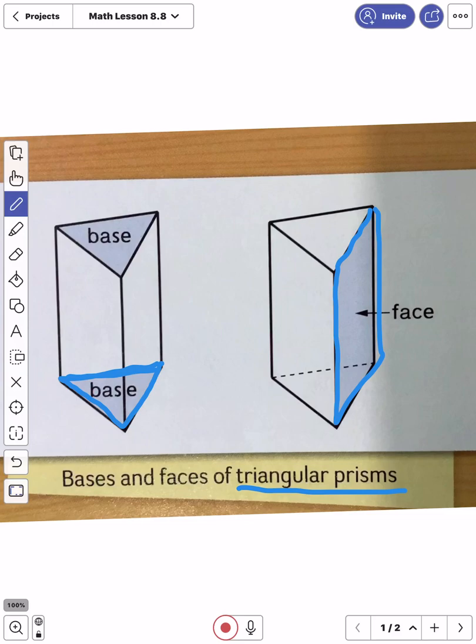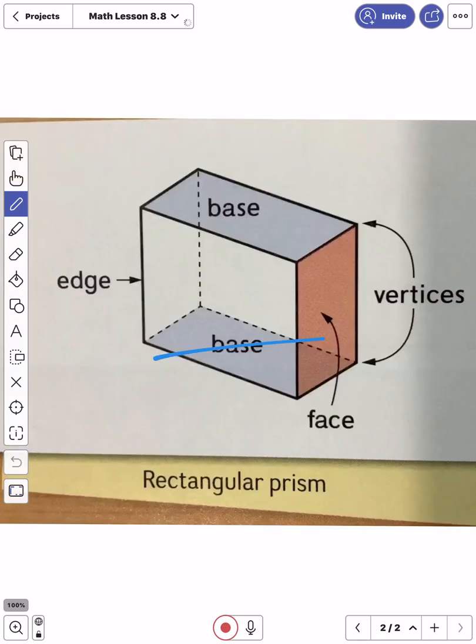How many faces are there on this triangular prism? There are 3. So you can see the one that the arrow is pointing to. The second face is this side. And then the third face could be hard to see, but it's the back side here. So there are 3 faces. Base is a triangle. The faces are rectangles. Let's look at the next shape.